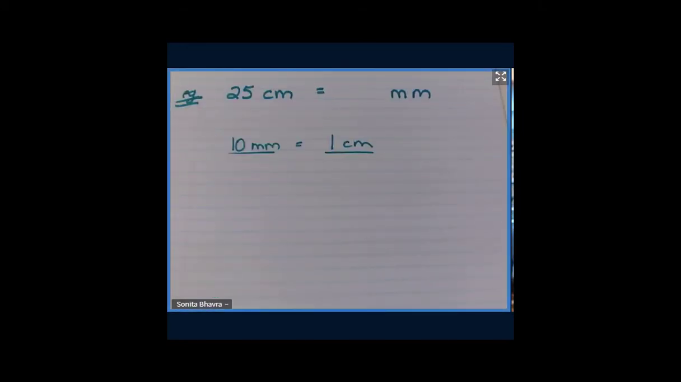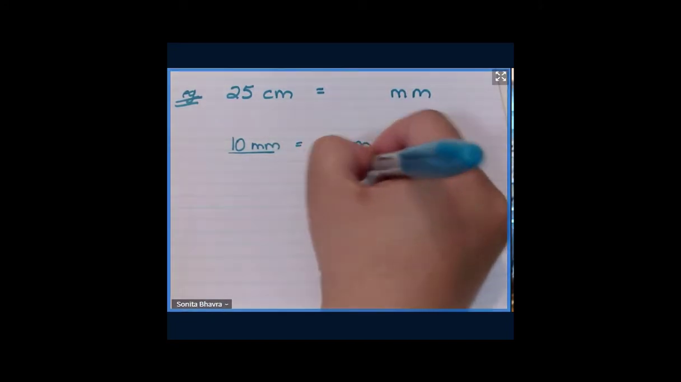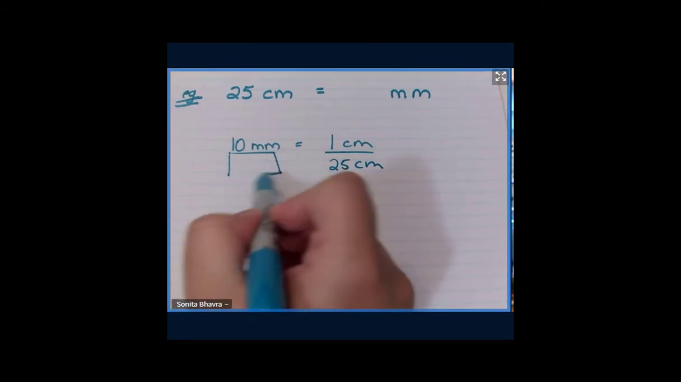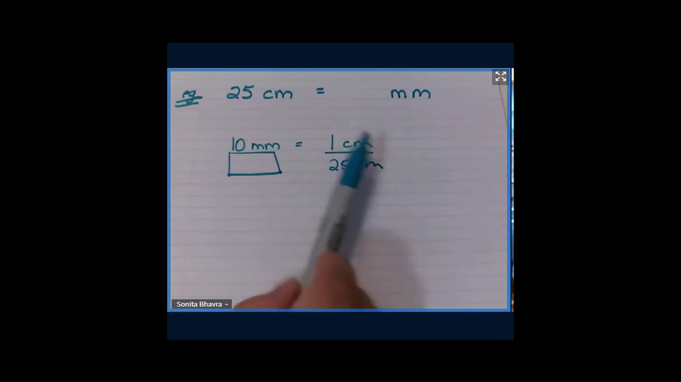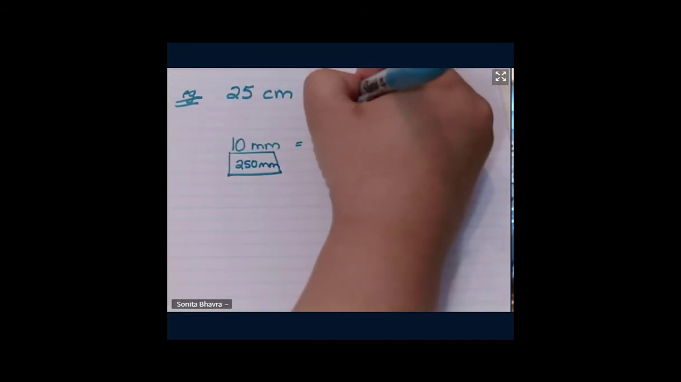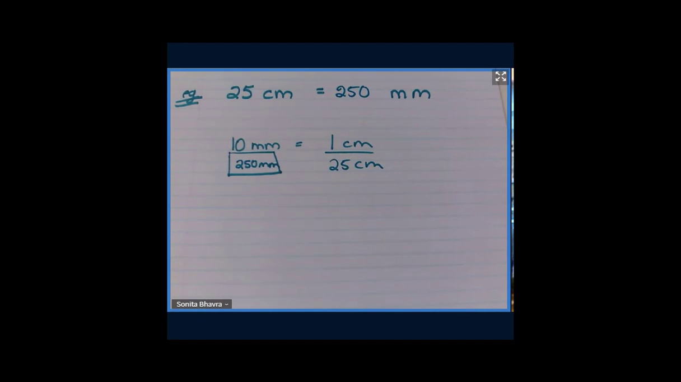All right, so in this example, we have 25 centimeters and we have to put it into millimeters. I just got my conversion from the chart. We know that 10 millimeters is equal to 1 centimeter, and we know that we have 25 centimeters, and we have to figure out how many millimeters. So 10 times 25 divided by 1, we get 250 millimeters.